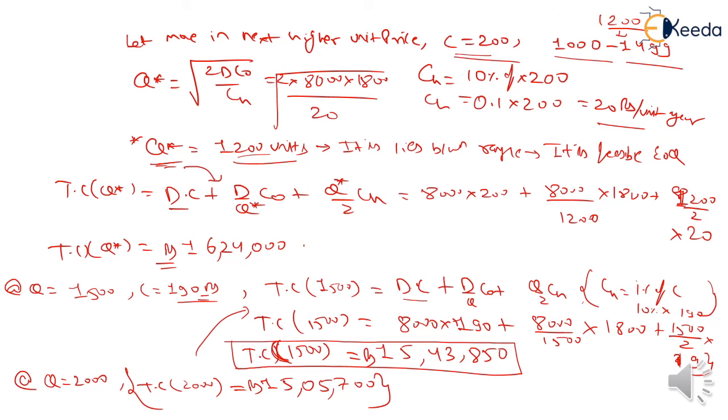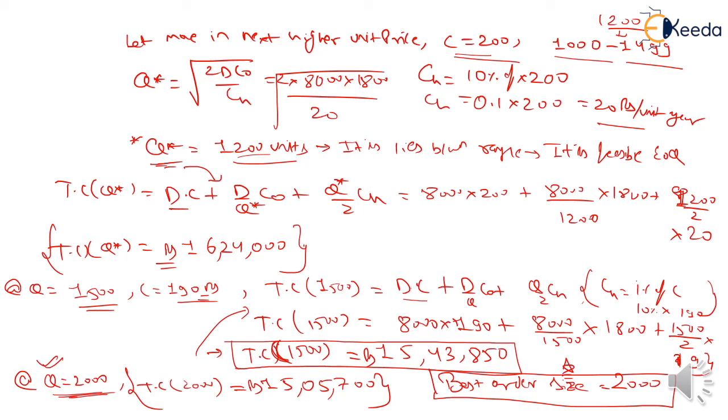Compare all the total costs. The total cost corresponding to the feasible EOQ is 16,24,000, the total cost corresponding to 1500 is 15,43,850, and the total cost corresponding to the order size of 2000 is 15,05,700. So which is minimum? The minimum total cost corresponds to 2000. So the best order size is 2000. Clear to all students? Okay.